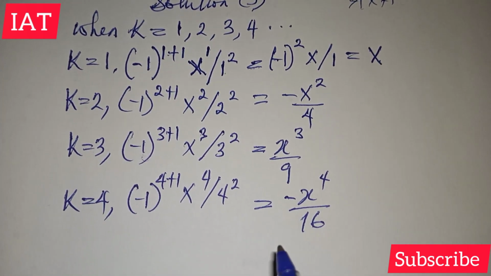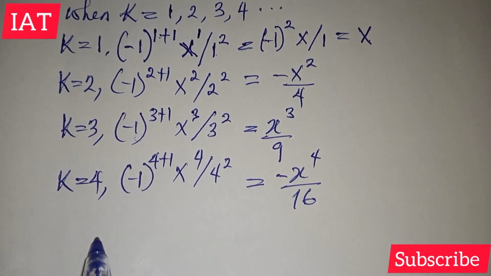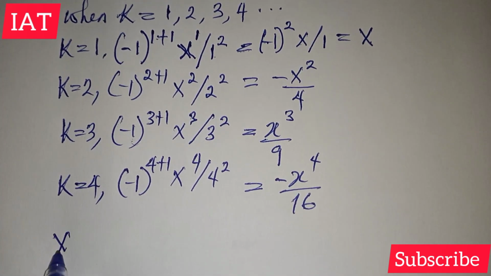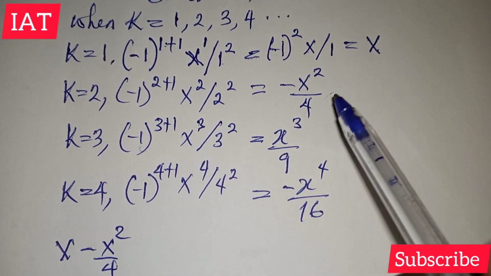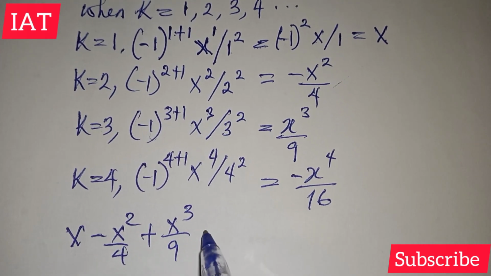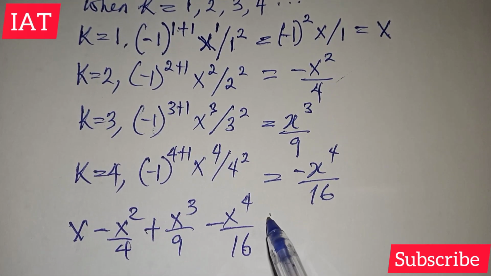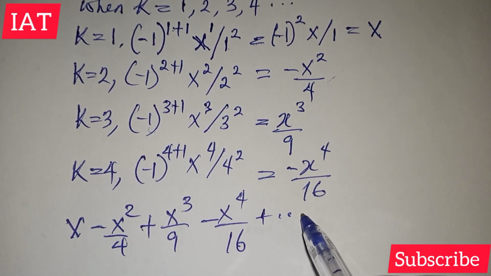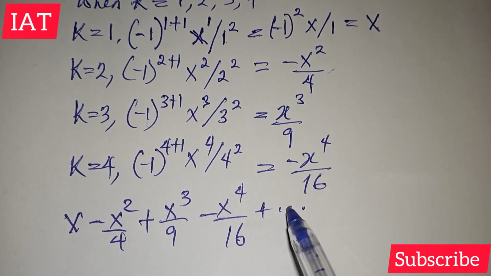Therefore, the solution to this problem, the expanded form, will be x minus x squared over 4, plus x cubed over 9, minus x to the power of 4 over 16. Then you have to put plus dot dot dot, because it goes to infinity, so we did not do all of them. You can't finish it, so just put the dot dot dots.